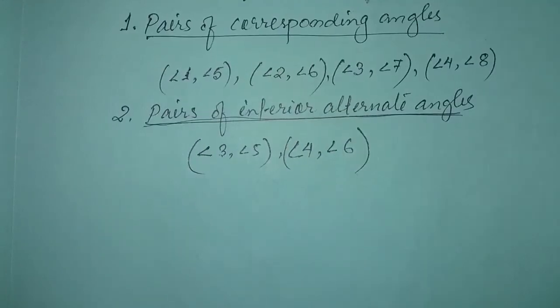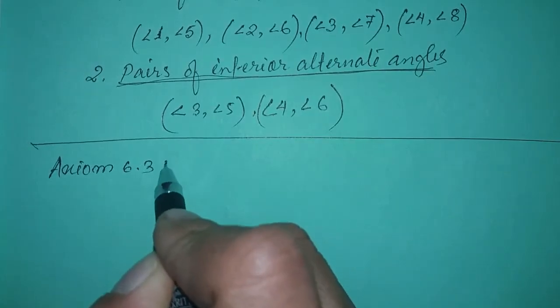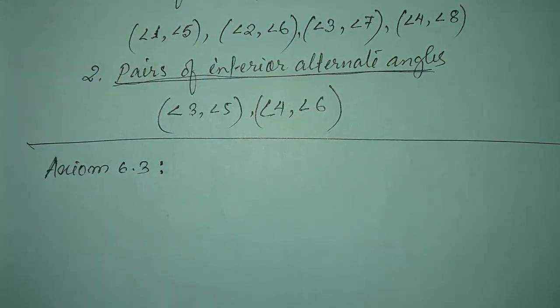Now let's see the axiom. Here it says, if a transversal intersects two parallel lines, then each pair of corresponding angles is equal.